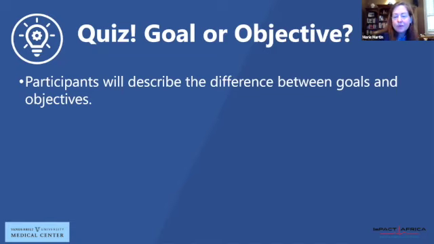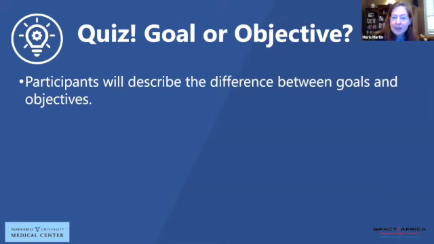So once again, what's a goal and what's an objective? So the first one, participants will describe the difference between goals and objectives. Is that a learning objective, or would that be something more like a course goal? Dr. Adoza, now that you can see this, what would be your answer to that question? I think it is objective. Great.